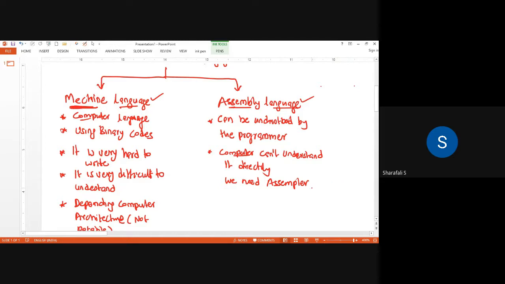Here we need an assembler to convert that particular assembly language into machine language.